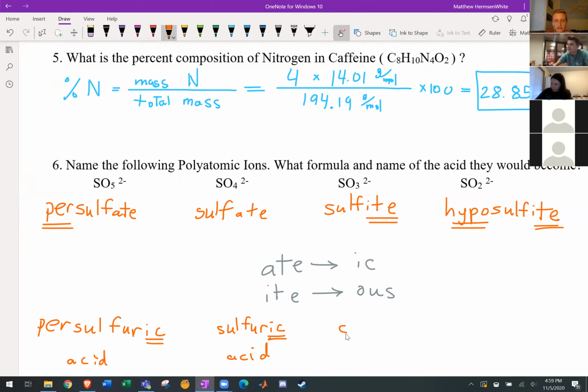For sulfite, this would be sulfurous, with O-U-S, acid. And then for hyposulfite, this would be hyposulfurous. So the O-U-S, acid. What questions do you have on naming any of the polyatomic ions or their corresponding acids?